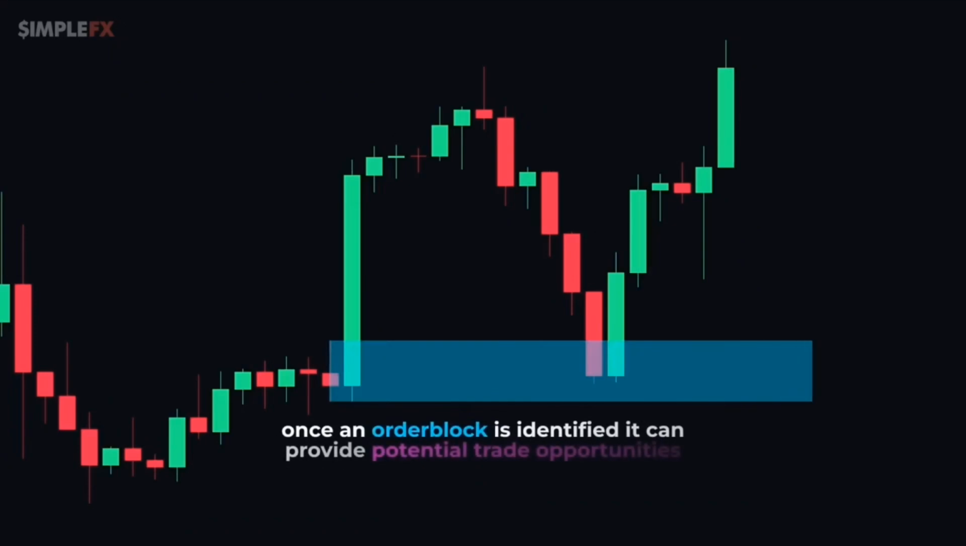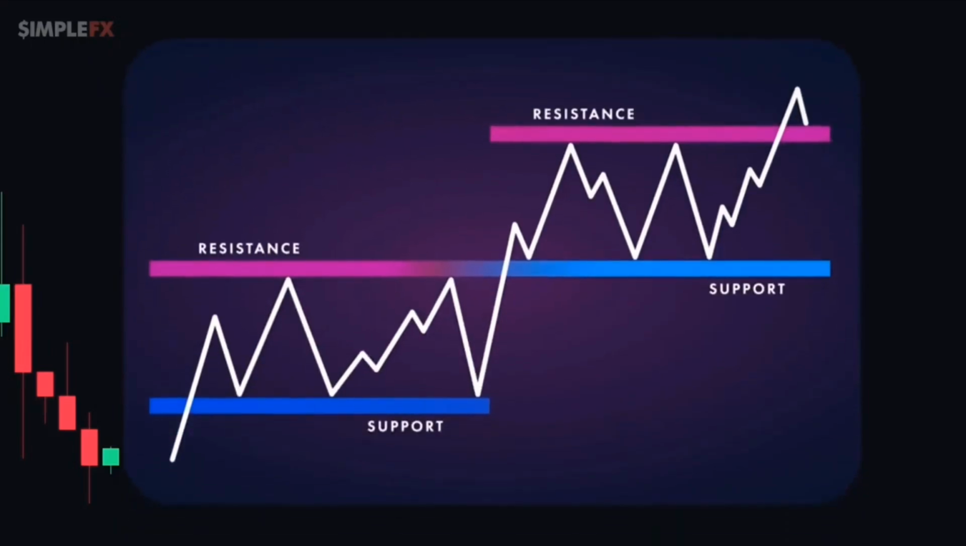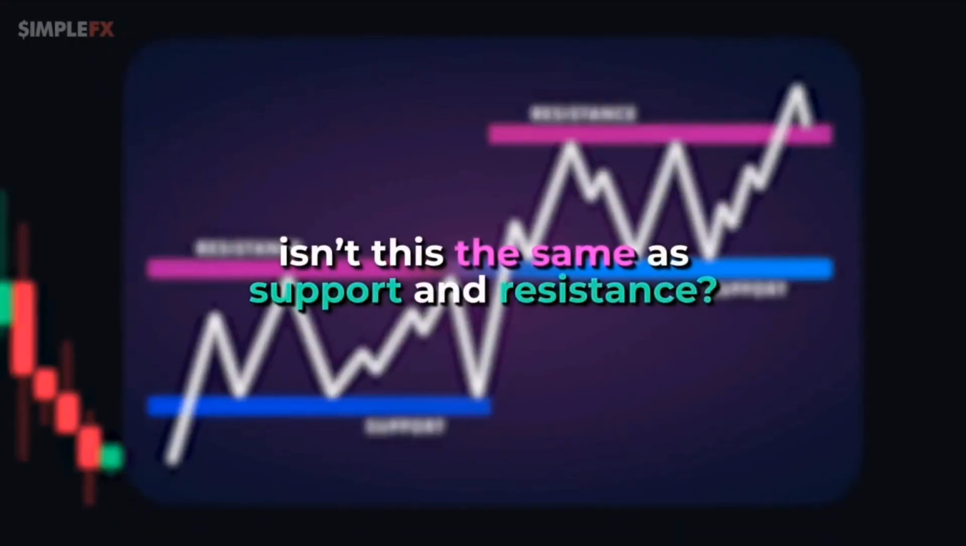Once an order block is identified, it can provide potential trade opportunities, as the price tends to retest and bounce after hitting that area. For example, if you bought at the order block here, it would have resulted in some nice profits. Now, you might be asking yourself, isn't this the same as support and resistance?